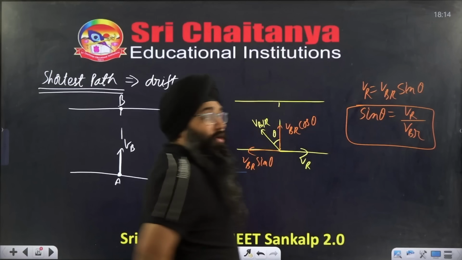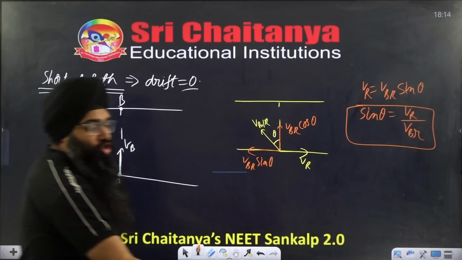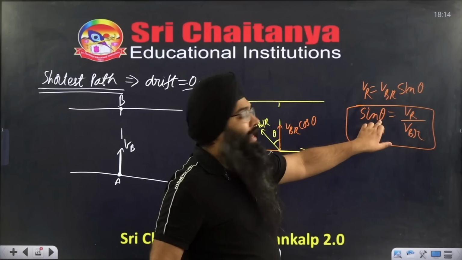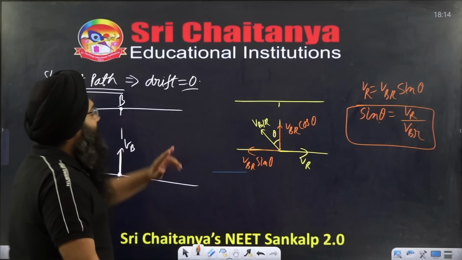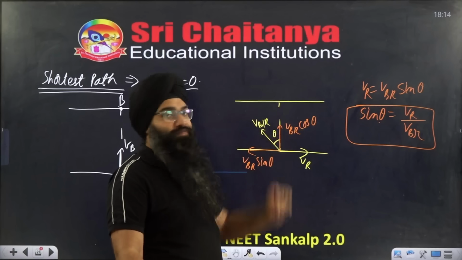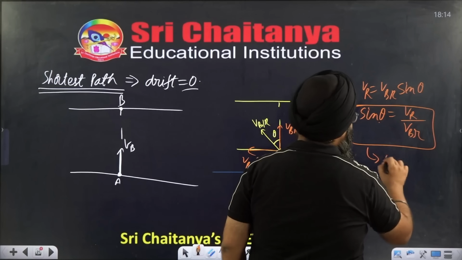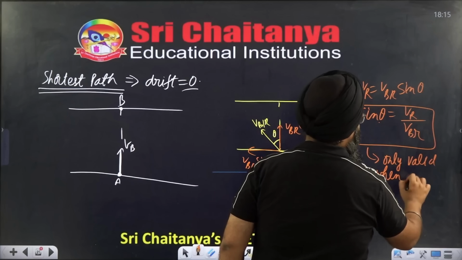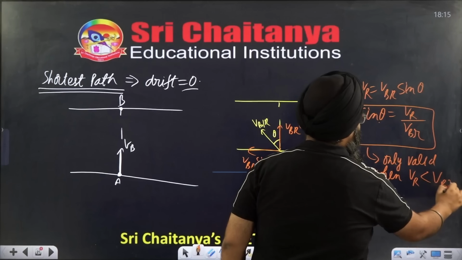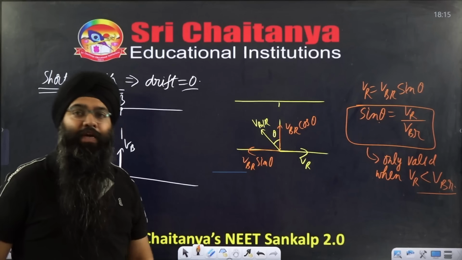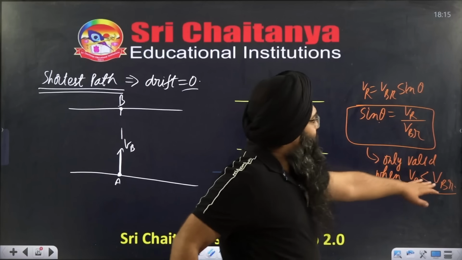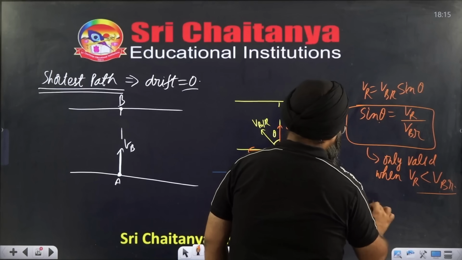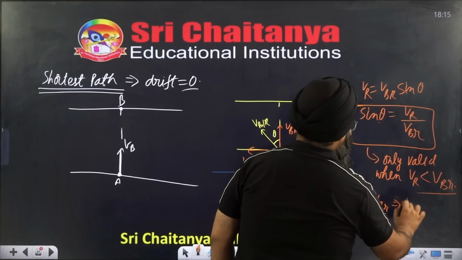That means if you want to cross the river by the shortest path possible, then you have to row at an angle where sin theta is equal to VR divided by VBR with the vertical. But always remember, this is only valid when VR is lesser than VBR. If the value of VR is lesser than VBR, then only you can apply this. If VR becomes more than VBR, then drift will not be equal to 0.